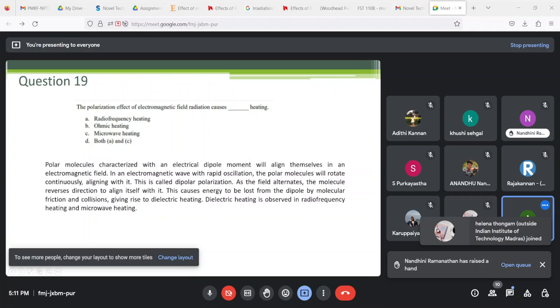This process is known as dipolar polarization. As the field alternates, the molecule also reverses its direction to align itself with the field. Because of this, energy is lost from the dipole by molecular friction and collisions, and this leads to dielectric heating. This is the mechanism behind both radio frequency and microwave heating. Whereas ohmic heating is due to the electrical resistance of the food. It is not dielectric heating, it is electric. Ohmic heating is a different kind of process. So the answer is option D.